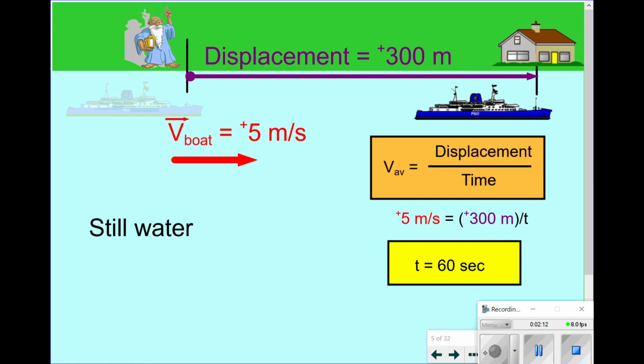This type of question is pretty basic and we've worked with before. I can easily use the concept of average velocity, which by definition is displacement over time. The boat has a displacement of positive 300 meters because it's to the right of my screen. The velocity is positive 5 meters per second because it's also to the right of the screen. So 5 meters per second equals positive 300 meters over the time, because average velocity again is displacement over time, and I can find the time is easily 60 seconds.